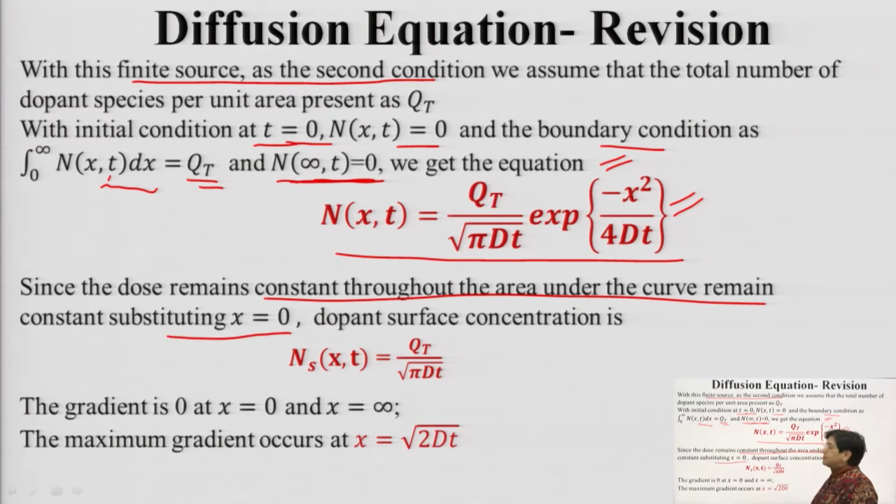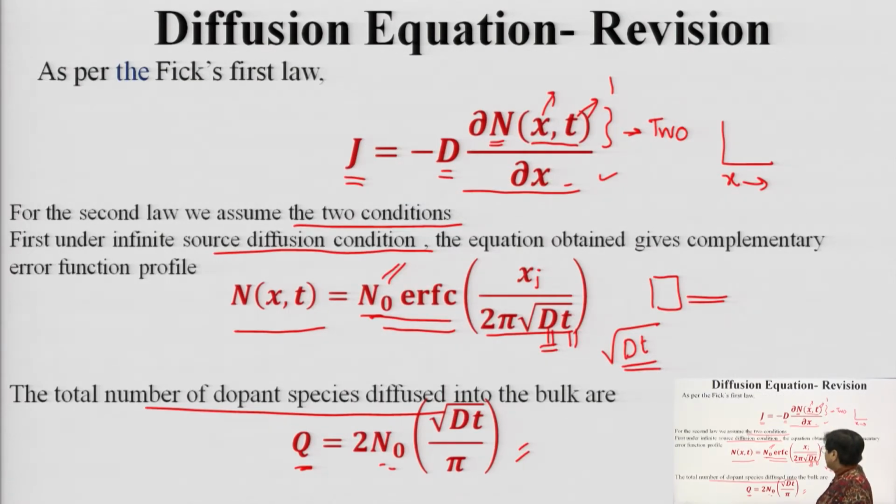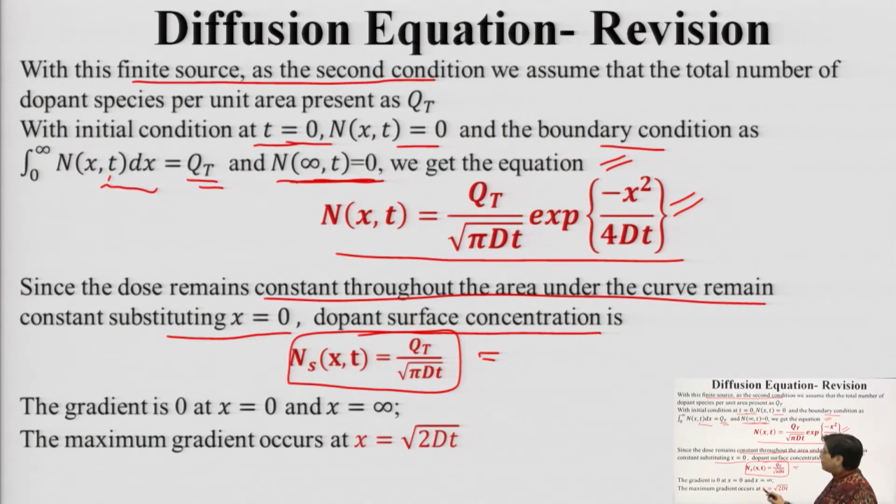We substitute x equal to 0 and calculate the dopant surface concentration also, and that concentration is given as Qt divided by under root pi Dt. Here also we have Qt, but the expression is different. Therefore, the maximum gradient happens when x is equal to under root 2Dt. We saw already the gradient is 0 at x equal to 0 initially, and away from it the concentration drops to 0 at x equal to infinity, and this gradient is maximum when x is equal to under root Dt.